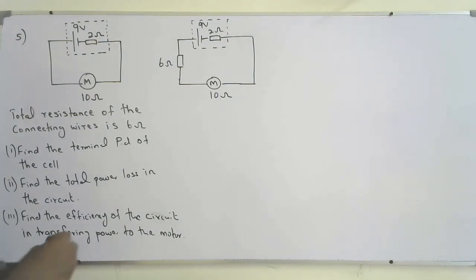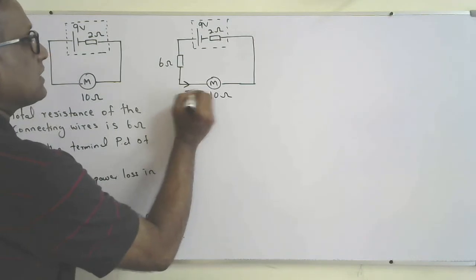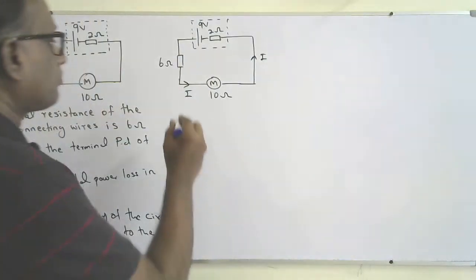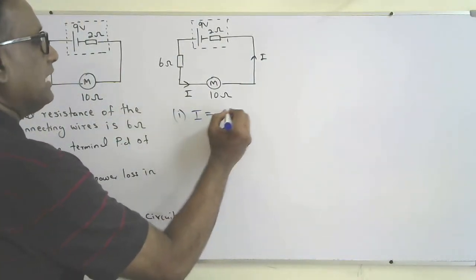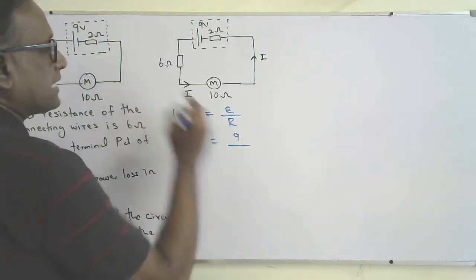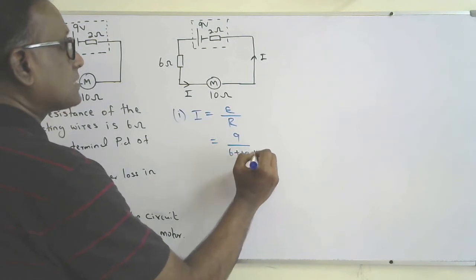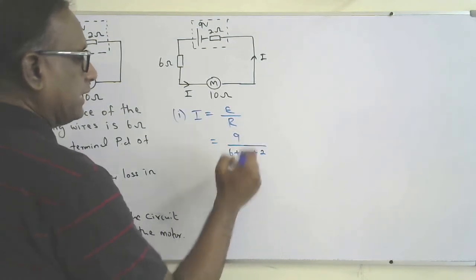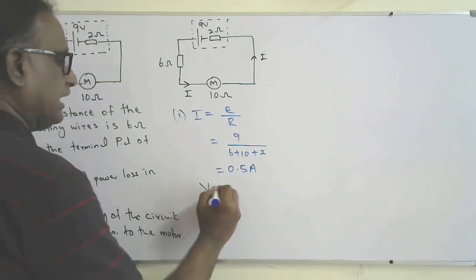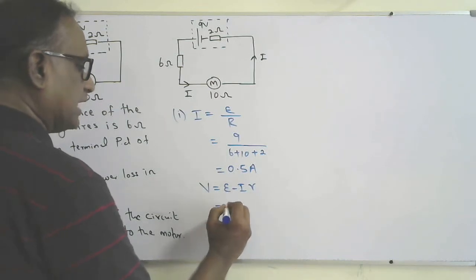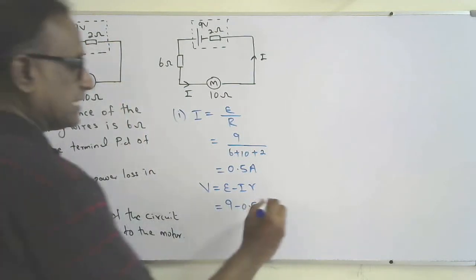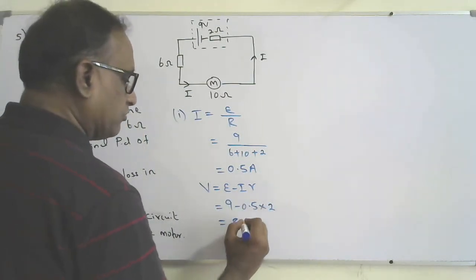Find the terminal potential difference. So I need to find the current first. I is equal to EMF over total resistance, that is 9 over the total resistance 6 plus 10 plus 2, that will be 9 over 18, 0.5 amperes. So terminal potential difference equals E minus IR for the cell. I know the EMF, 9, minus 0.5 times the internal resistance 2 ohms. So it's going to be 8 volts.